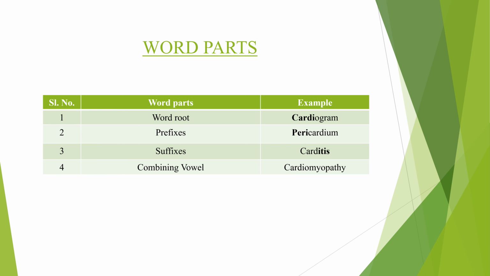Finally, the combining vowel is a vowel that links the word root to another word root or to a suffix. In most cases, the combining vowel is an O. In the medical term cardiomyopathy, there are two combining vowels. The first is between the word root cardi and the word root my. The second is between the word root my and the suffix pathy. So cardiomyopathy is disease of the heart muscle.